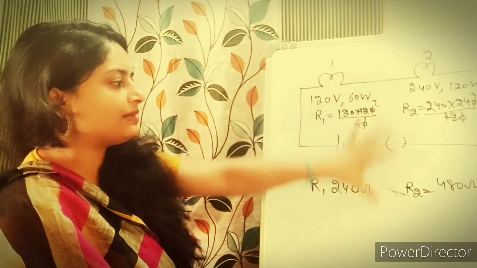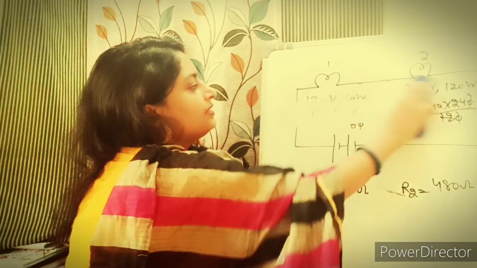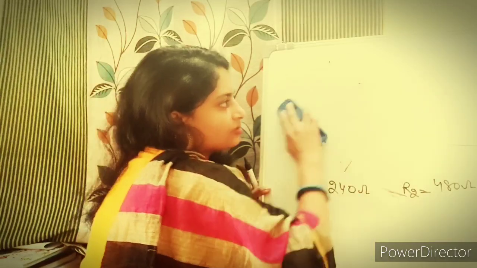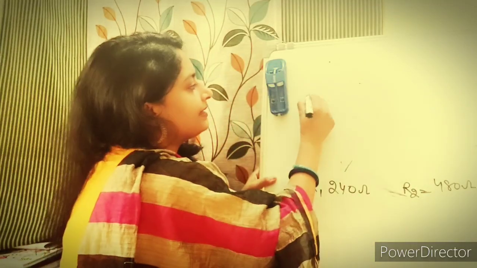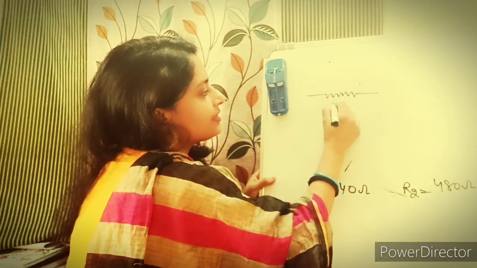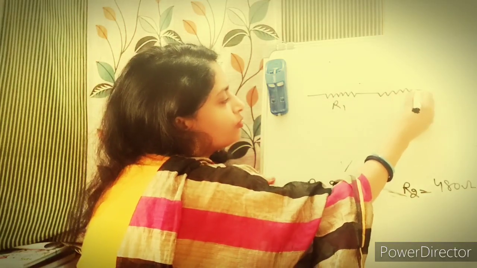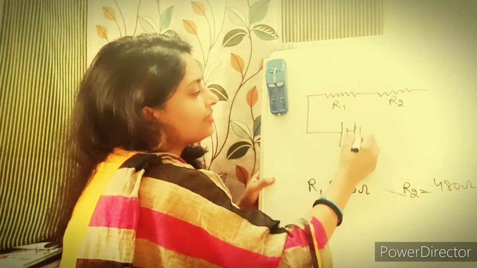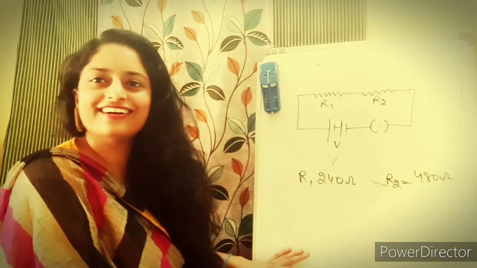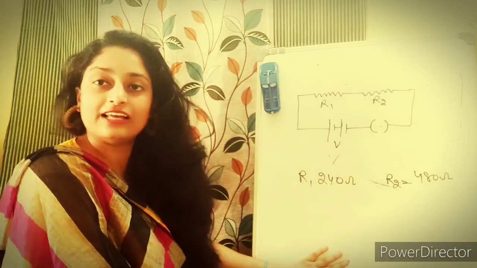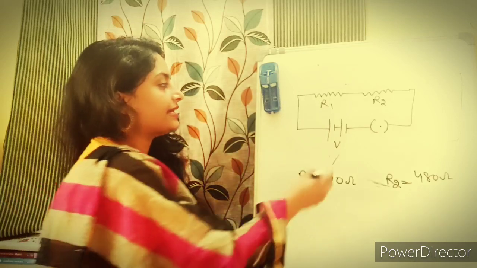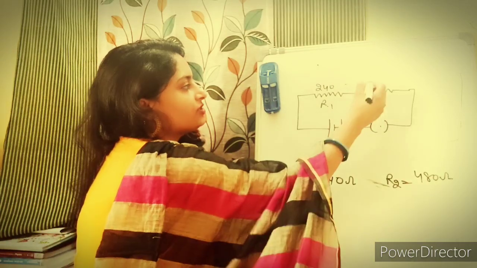So, this diagram you can replace with the resistance diagram also. Very simple, if you want to do that, it is possible. Now we know the resistance of both the bulbs, so we can make the diagram like this. This is our R1 and this is our R2. Both are in series, connected to a voltage that we are calling V. R1 and R2 we calculated as 240 and 480, so we can change the circuit diagram like this: 240 ohm and 480 ohm.